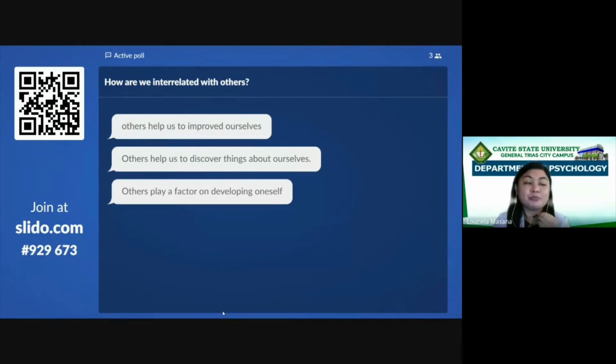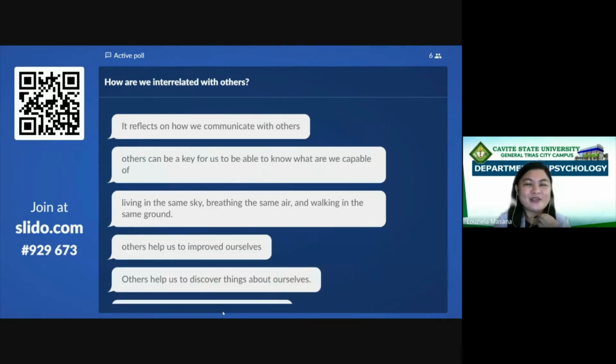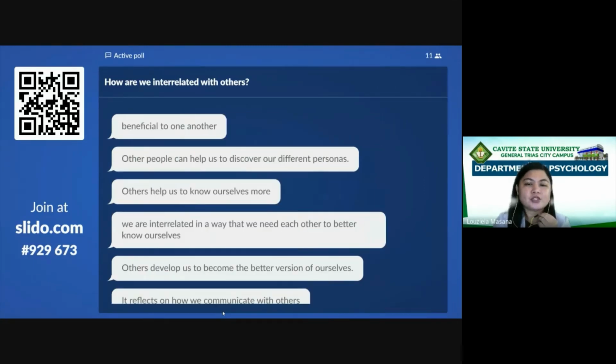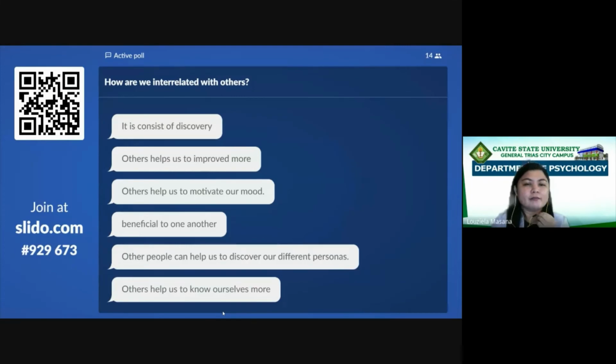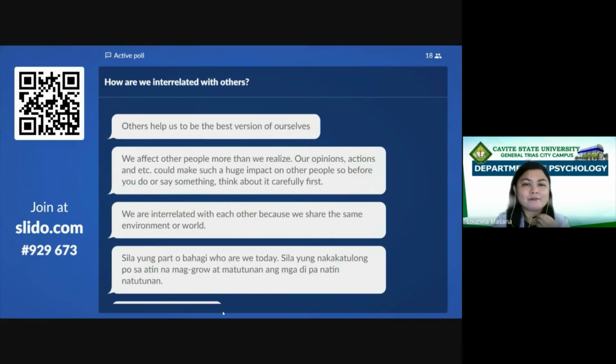Others help us to improve ourselves. Yes, correct. Go. BSP 1-1 and BSP 1-2. Living in the same sky, breathing the same air, and walking in the same ground. Parang ano to makata, kanta, or whatsoever. So, kaya tayo interrelated because we have the same experience. Others can be a key for us to be able to know ourselves. Others develop us to become a better version of ourselves. We are interrelated in a way that we need each other. Beneficial. It consists of discovery. Sila yung part o bahagi who are we today. We are interrelated because we share the same environment or world.